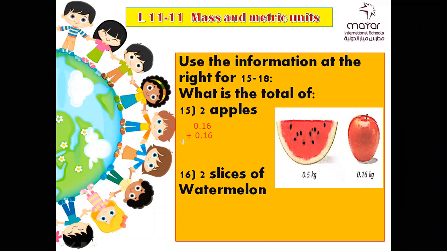1600 plus 1600. Let's remember, we start adding from where? From the right. So 6 plus 6 is 12. 6 plus 6 is 12. We write 2 here, 1 here.